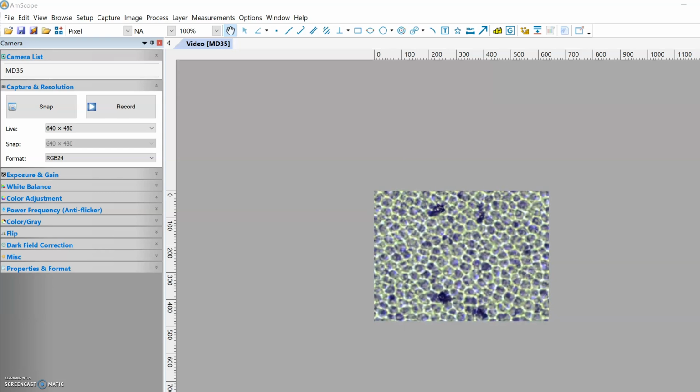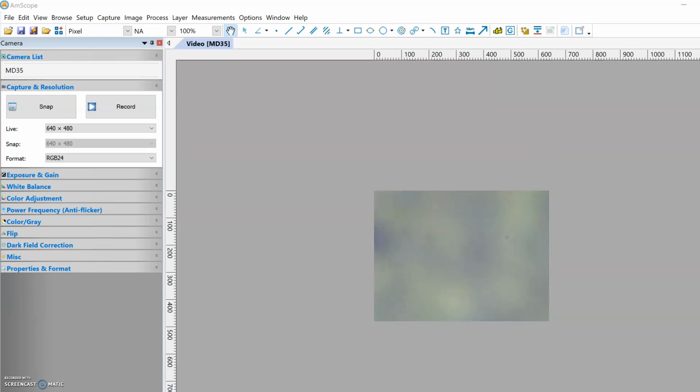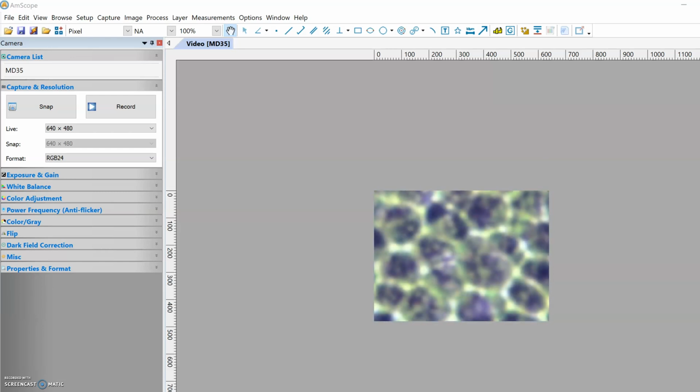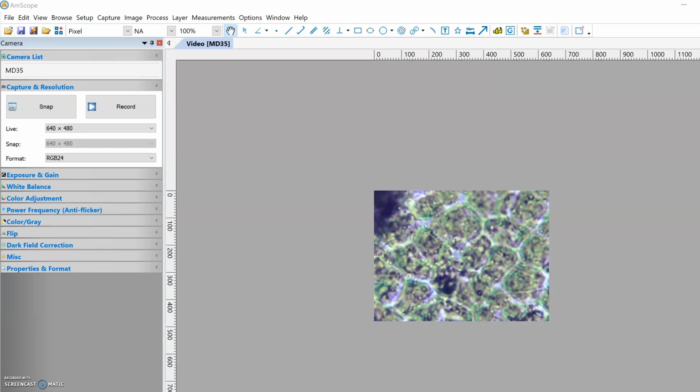And let's try going to 40x. Have to refocus slightly. Oh, very cool. That's what it looks like there. There's also an oil immersion lens on here, but we won't go there. And that is how a compound microscope works in practice.